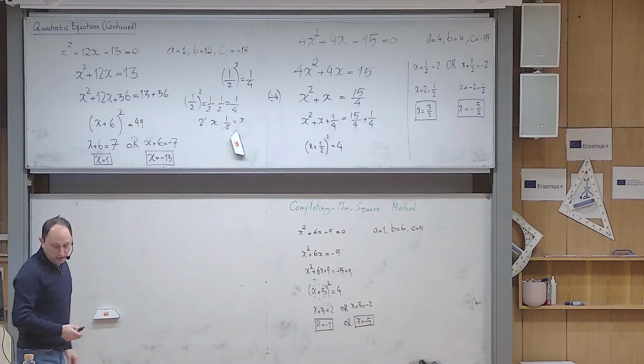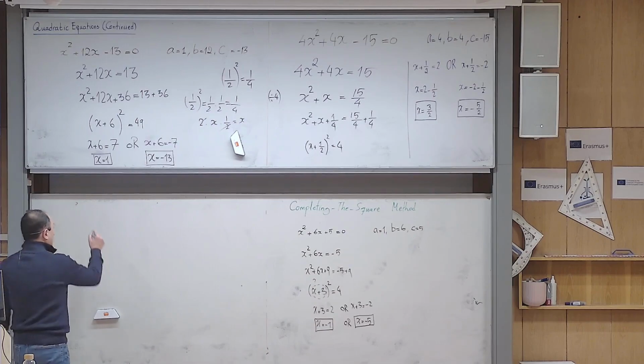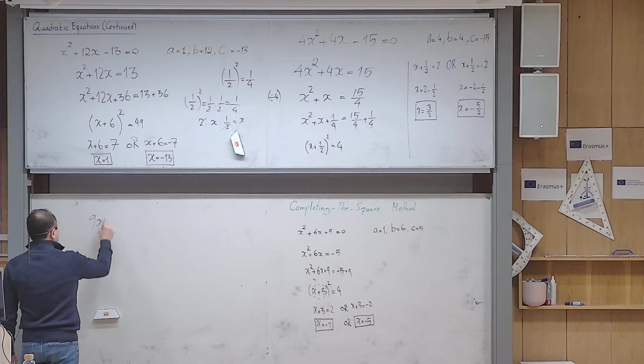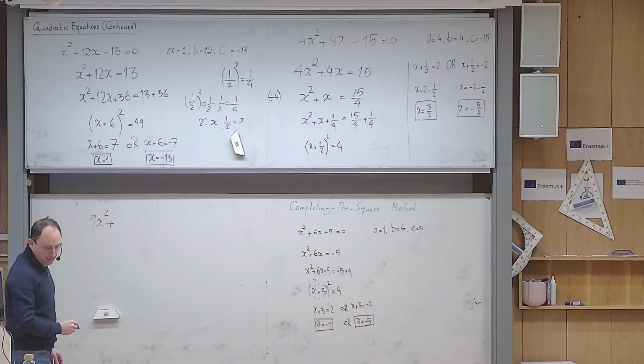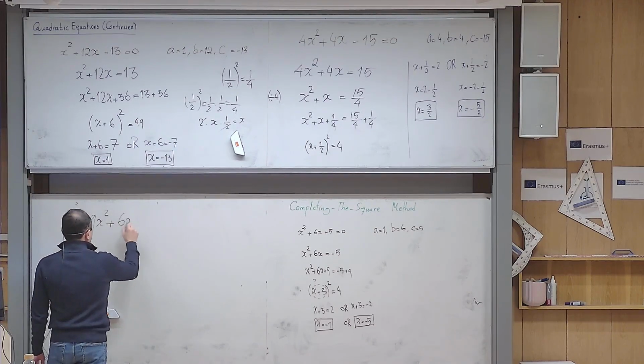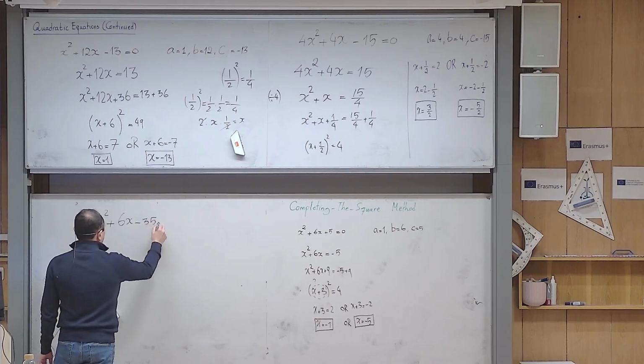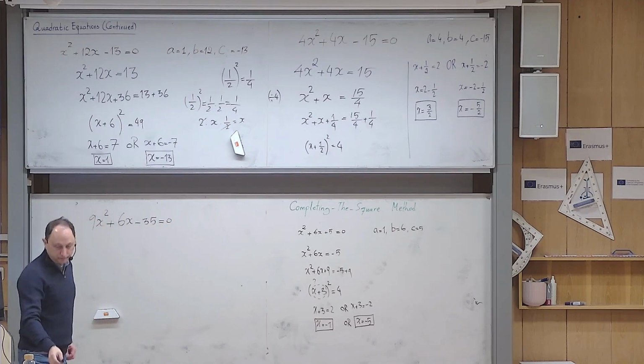Okay, so the question is, solve this equation. 9x squared plus 6x minus 35 equals 0.